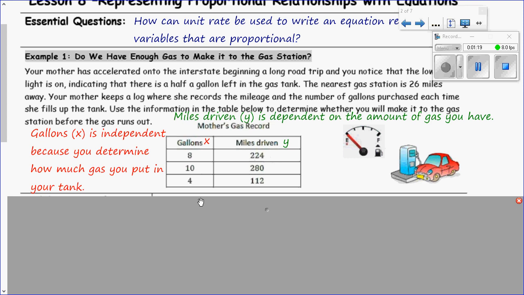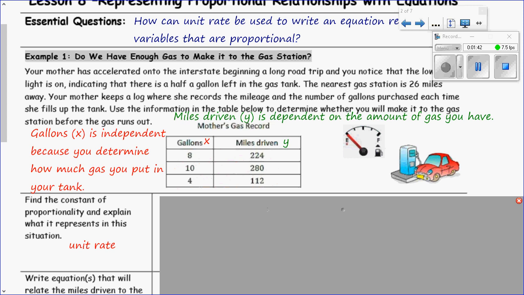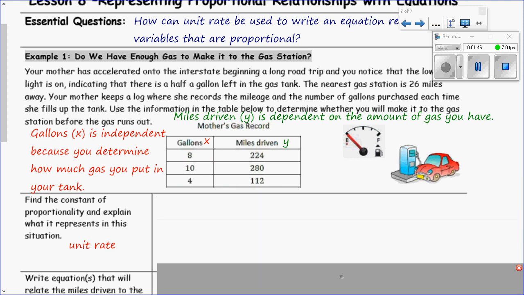Now, it fluctuates sometimes, but we can use our gas tank's previous patterns to predict using like an average. So it looks like here that if you put in 8 gallons, you'll be able to drive 224 miles. If you put in 10 gallons, you'll be able to drive 280 miles. And if you put in 4 gallons, you'll be able to drive 112. Let's find the constant of proportionality and explain what it represents in this situation.